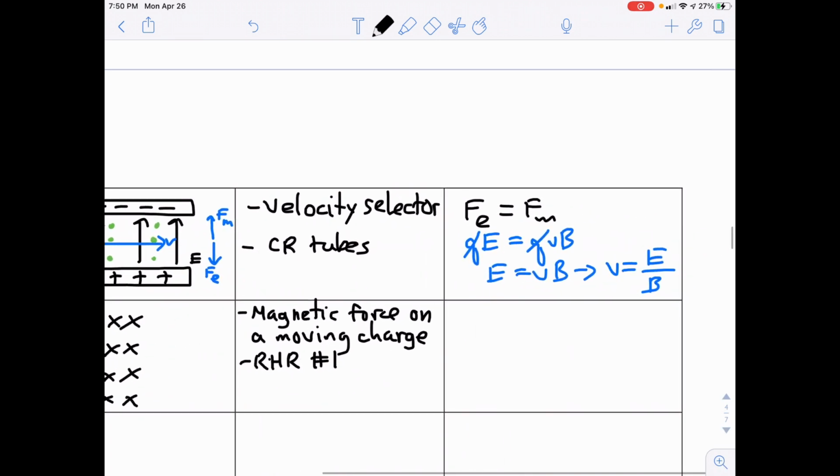Now, our formula for it, although it is QVB sine theta, you won't need the sine theta for problems like this. If you're curving in that magnetic field, chances are, majority of the time, you're going perpendicular to your field, which means theta is 90 degrees. Sine of 90 is 1, and this becomes just QVB. So I'm going to shorten it.